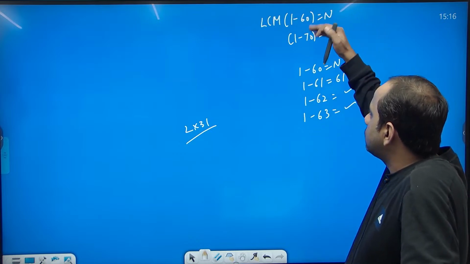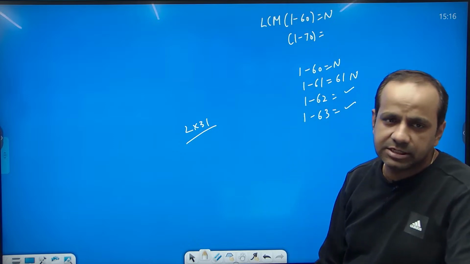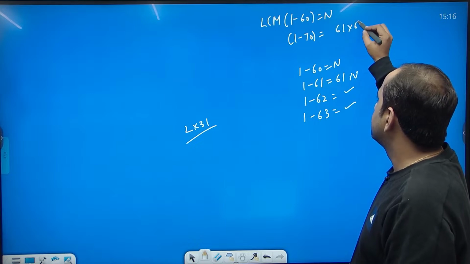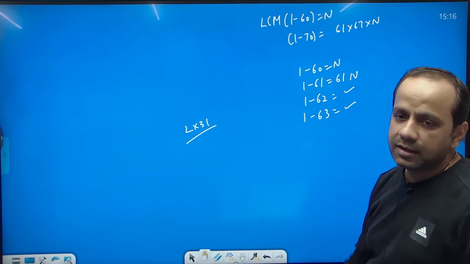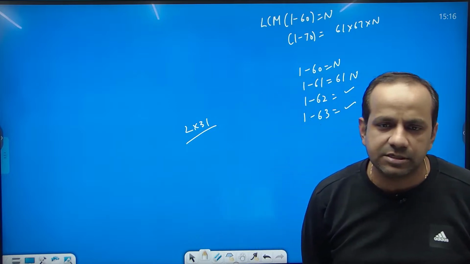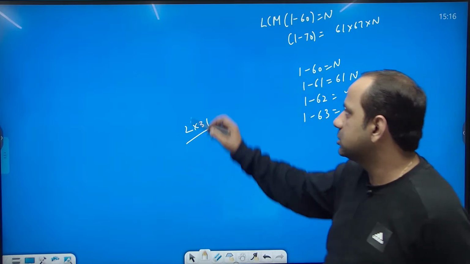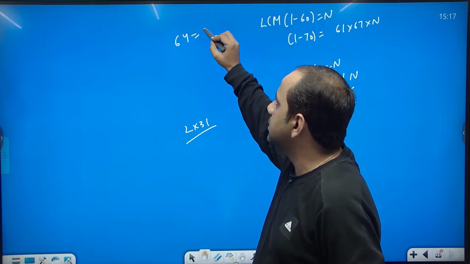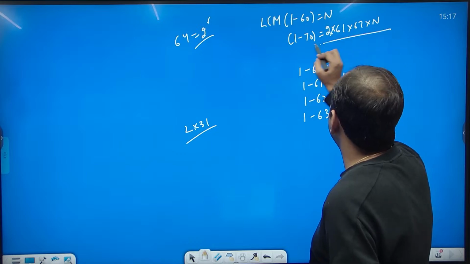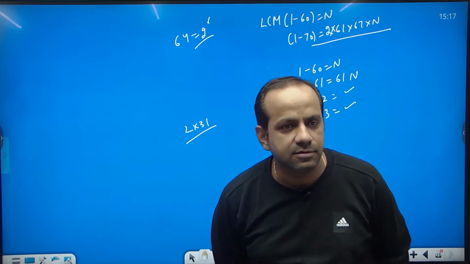So from 1 to 60, if LCM is n, what will be LCM of number from 1 to 70? We need to write down all prime numbers between 60 and 70. They are 61 and 67. ये तो आएगा ही. And apart from this, is there any power of prime lying between 60 and 70? 64. 64 is 2 to the power 6. So that means an extra power of 2 is there. So this should be your final answer. Any doubt in this? Clear?